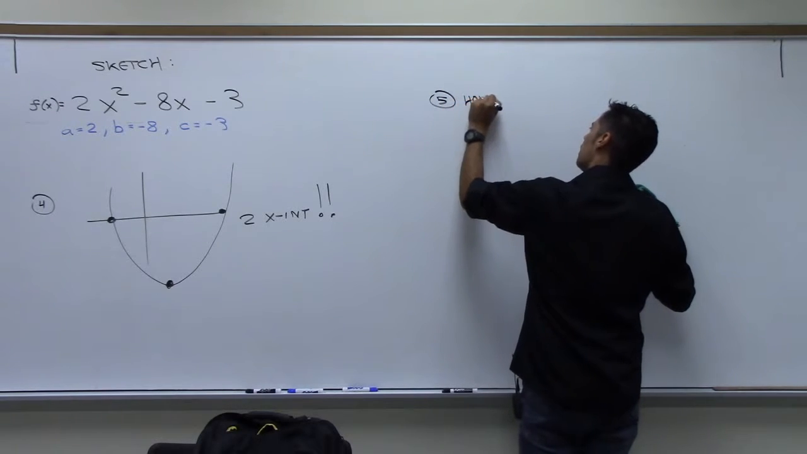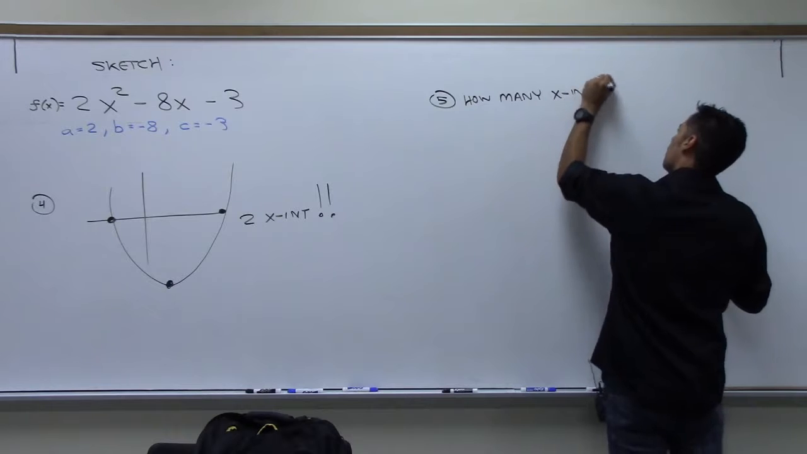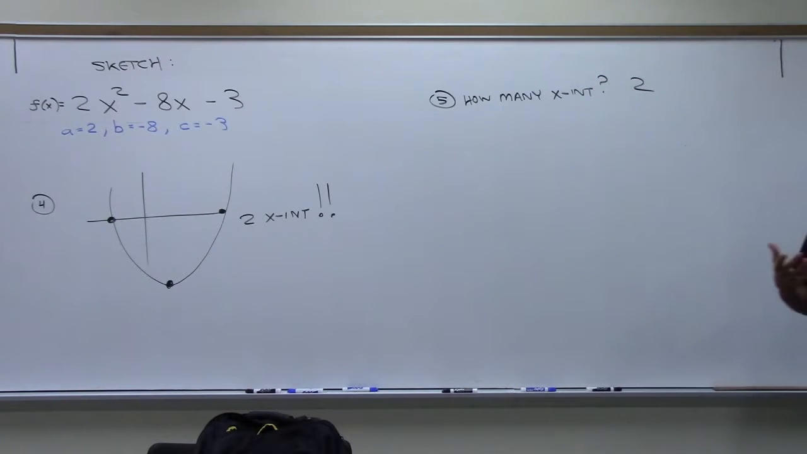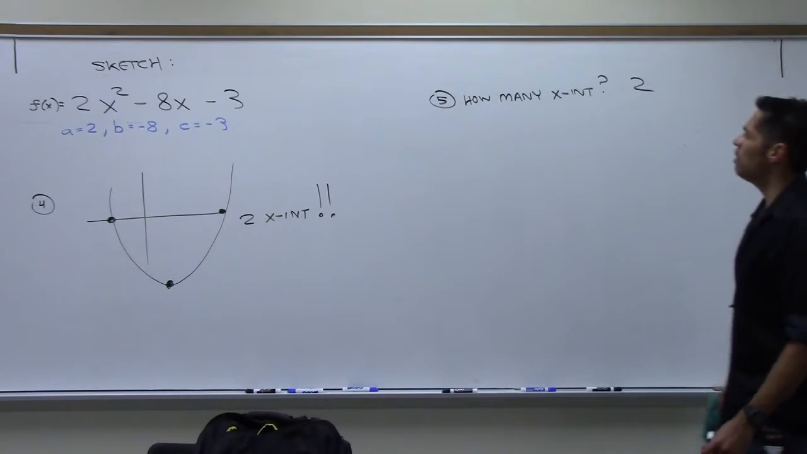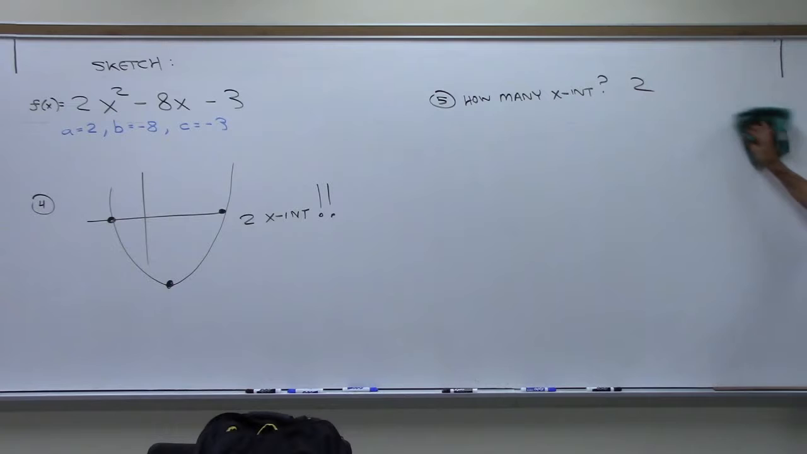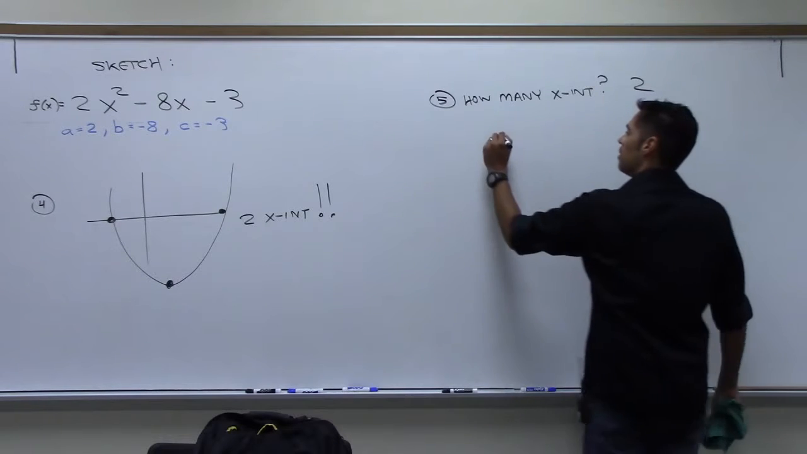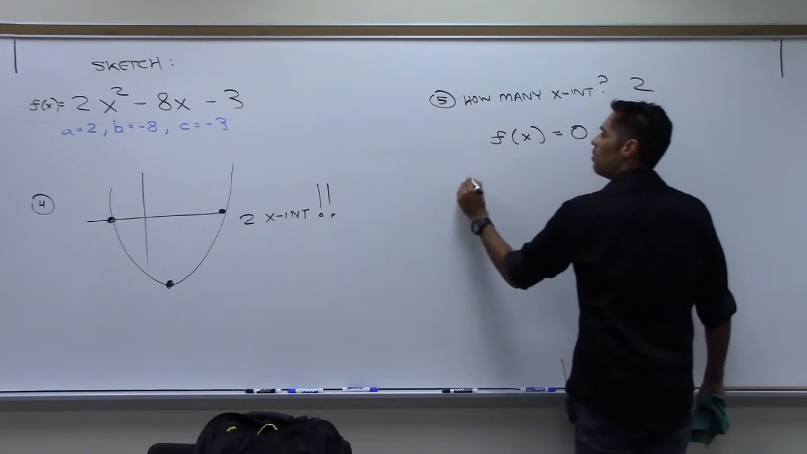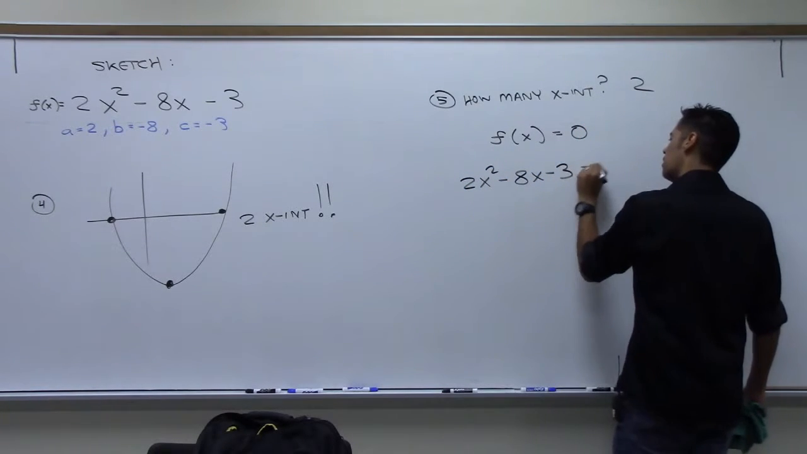How many x-intercepts? We said 2, right? If we have 2, go find them, right? If we have 1 or none, we move on. So how do we find the 2 x-intercepts? This is still part of step 5. We set the function equal to 0, right? So I'm going to set 2x squared minus 8x minus 3 equal to 0.